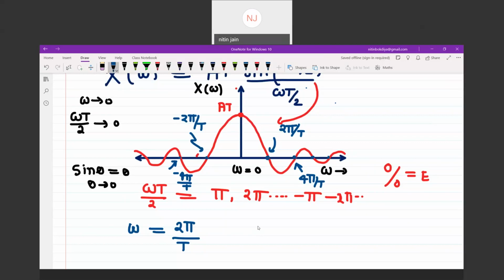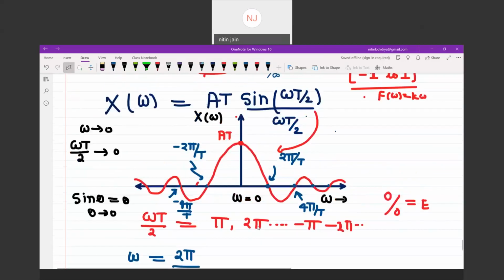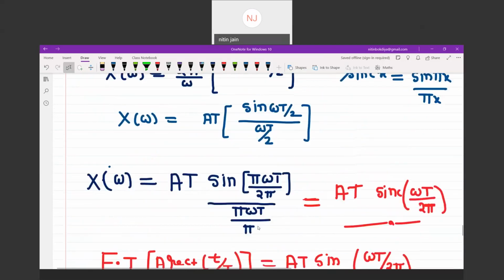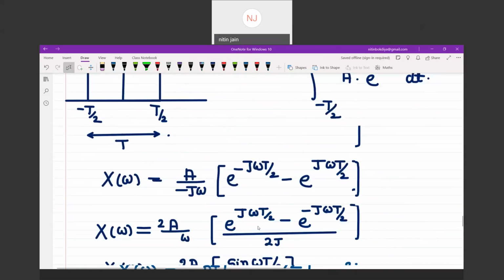So this is the Fourier transform of this function, the Fourier transform of rect of t by T. Let's look at it once more, how to find the Fourier transform of which function. We have taken the Fourier transform of the function.